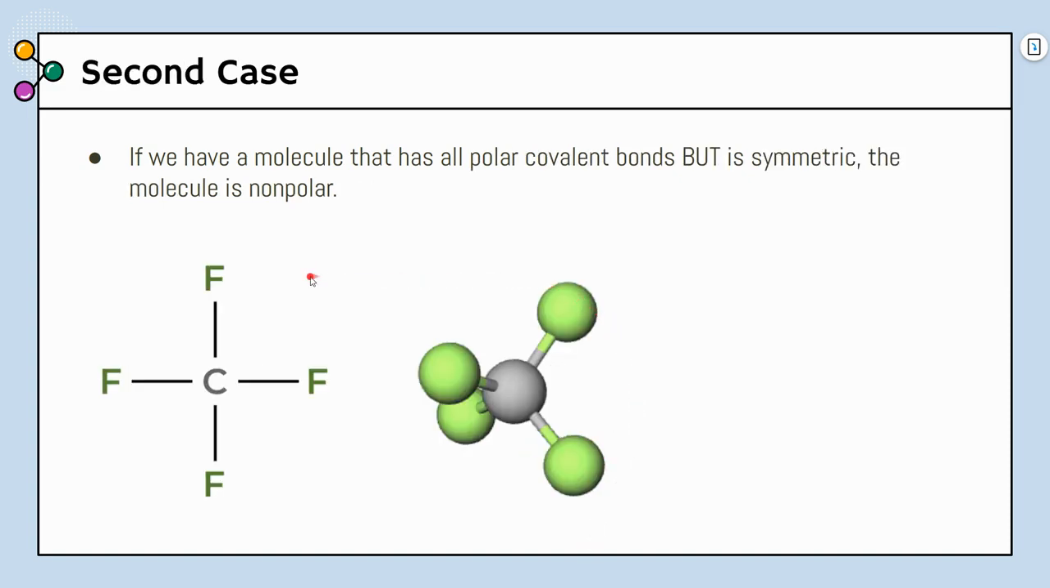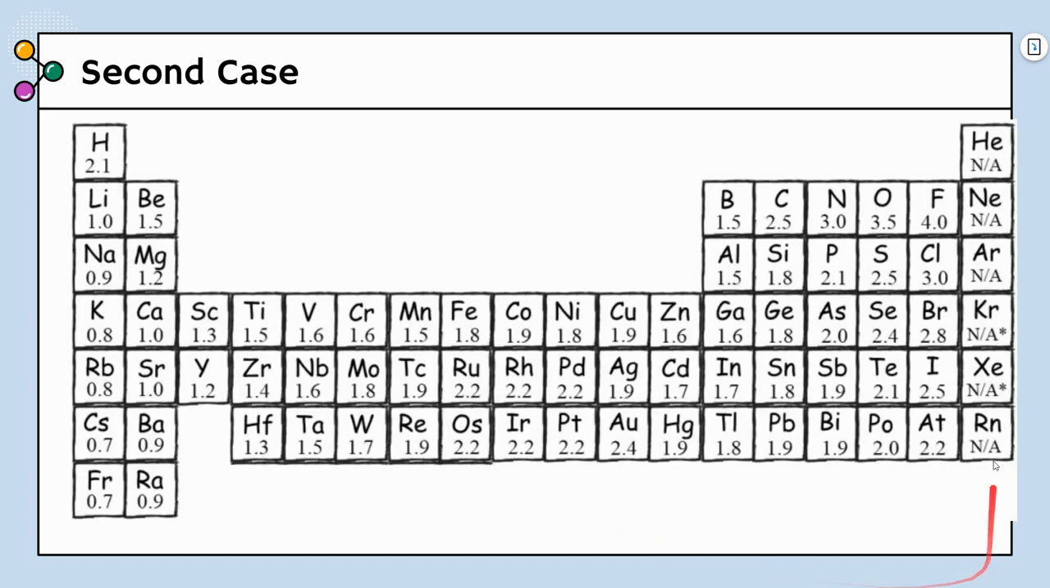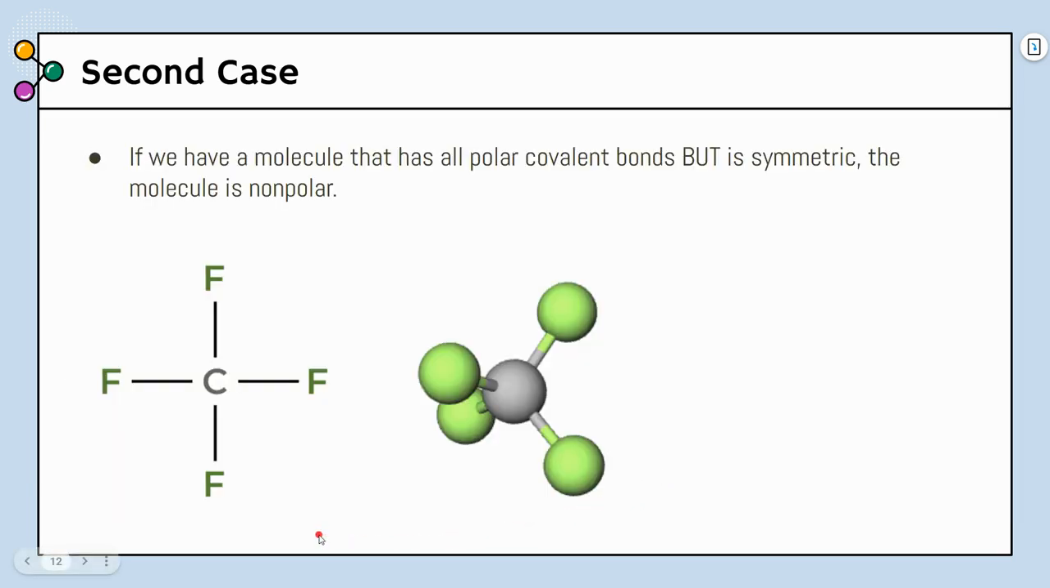Let's take a second example. If we have a molecule that has all polar bonds, but it is symmetric, the molecule is also going to be nonpolar. And let's see why. I'm going to head to my electronegativity chart. I see that fluorine has 4.0, carbon has 2.5.